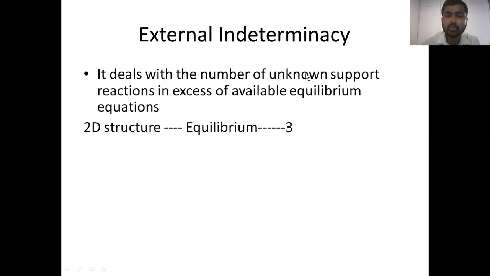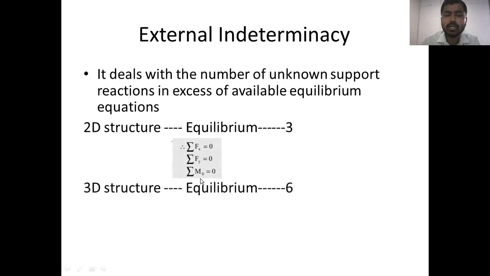Now I just wanted to show you how many external indeterminacy will be there for a 2D structure and for a 3D structure, and what those 3 equilibrium equations are. For a 2D structure, we have 3 equilibrium equations. What are those 3? We have f of x equal to 0, f of y equal to 0, and moment equal to 0.